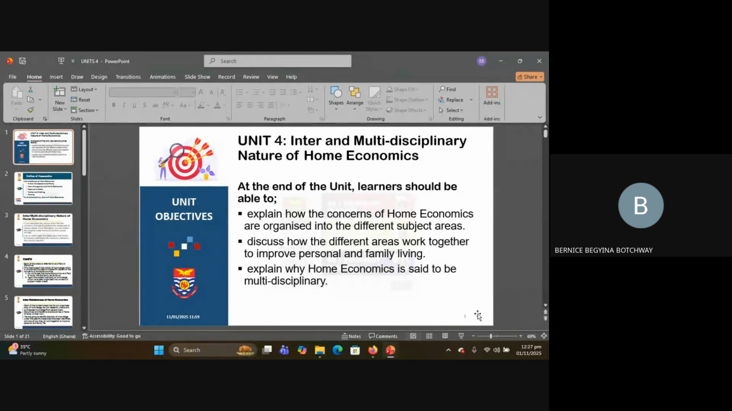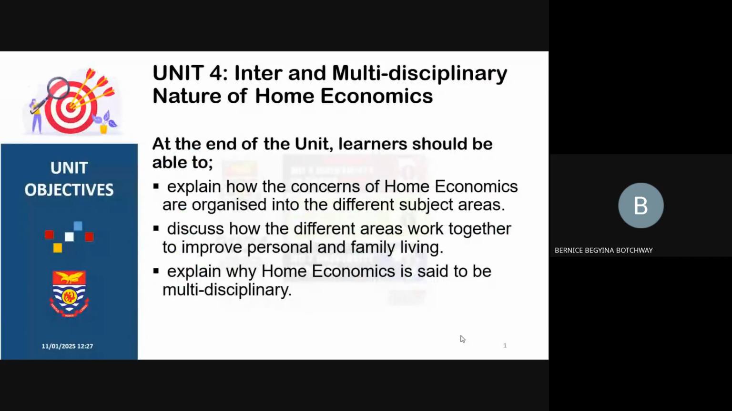So we are moving on to Unit 4, which talks about the inter- and multidisciplinary nature of home economics. At the end of this unit, learners should be able to explain how the concerns of home economics are organized into the different subject areas which we have identified, and discuss how the different areas work together to improve personal and family living. They should also explain why home economics is said to be multidisciplinary.